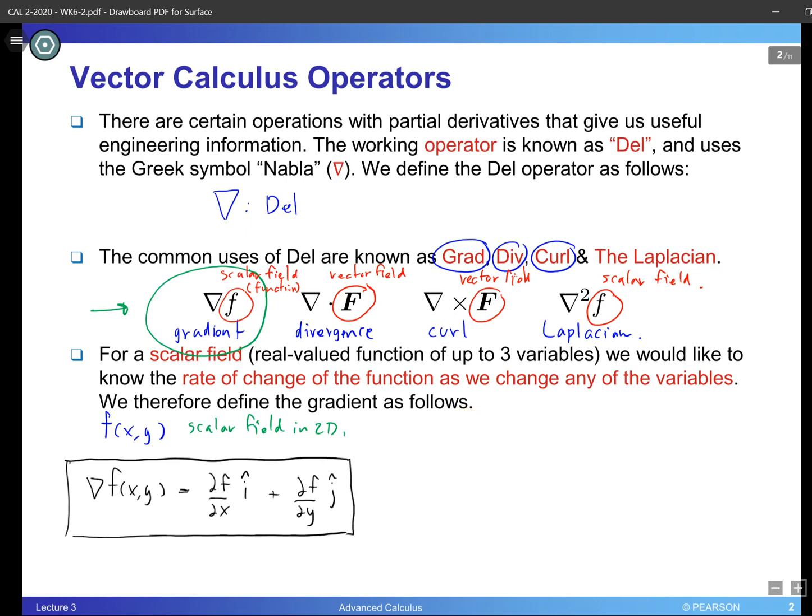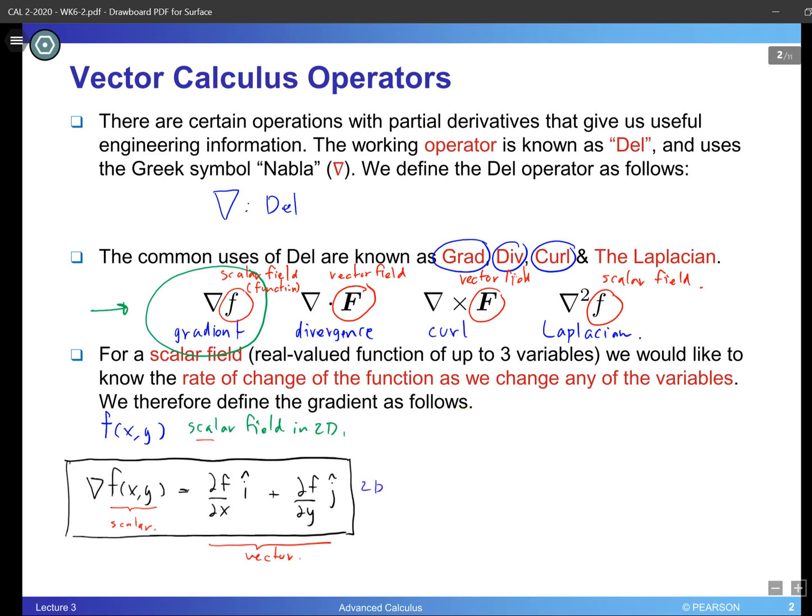Very easy to remember. But one thing I need to remind you is that we apply this gradient to a scalar field. This one is scalar, but as a result of this operation, we have a vector. So keep in mind that when you find the gradient of a function, you have to get a vector out of that. If you get a scalar out of that, something is not right.